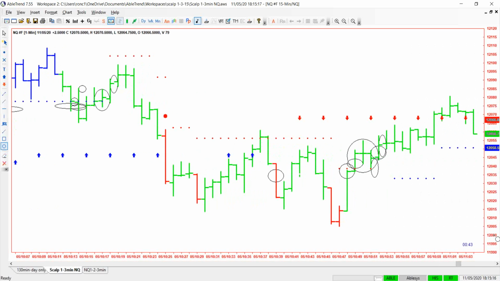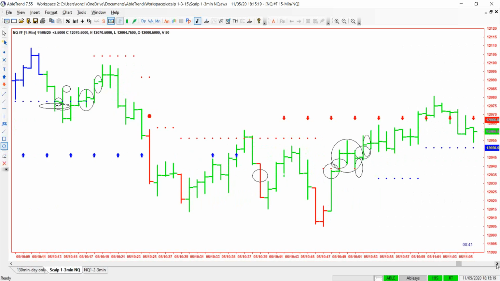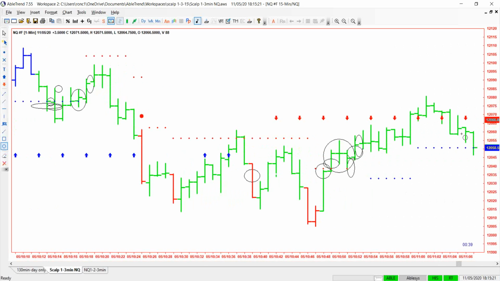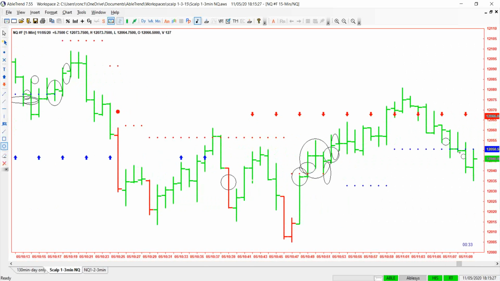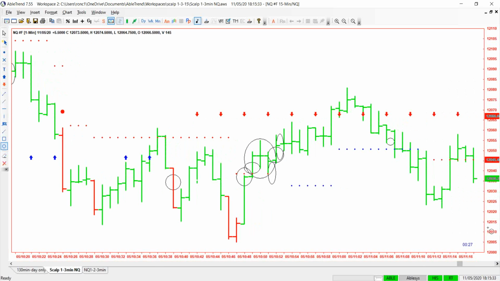Not yet. Okay, that's a trade right there. Winner. Goes down 5 points. $100 a winner. Losing trade. Although this one closes slightly under it, so really isn't. Okay. Hits the red dot. Closes above it. No trade. No trade.